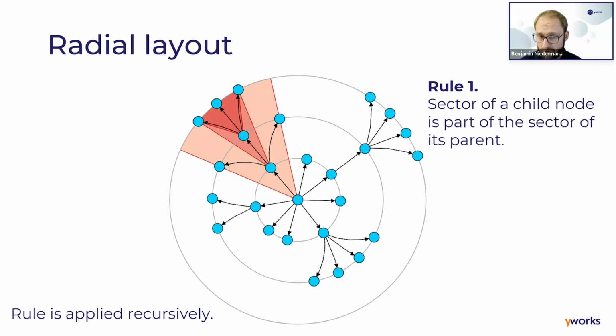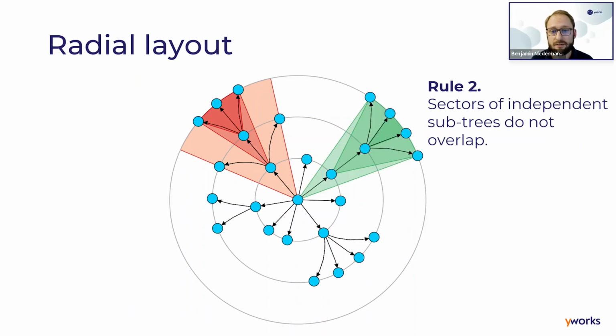The second rule that we have for radial layouts is that the sectors of independent subtrees do not overlap. And with this, we can guarantee that the nodes do not overlap. So I was a bit inaccurate when I created this drawing. Actually, the sector does not go here through the center of the node, but touches the node here. So we can really push these sectors together, and we can be sure that the nodes will not overlap.